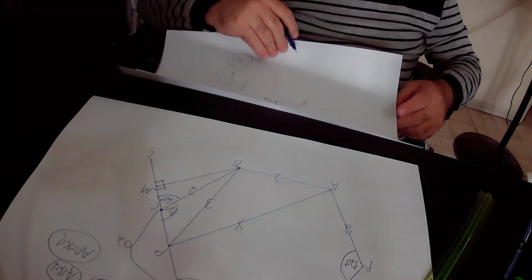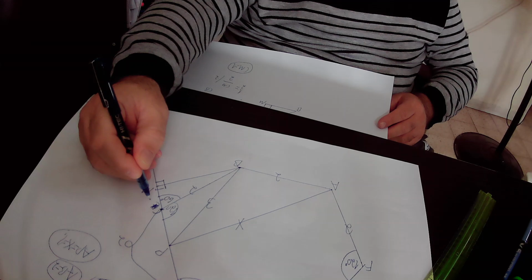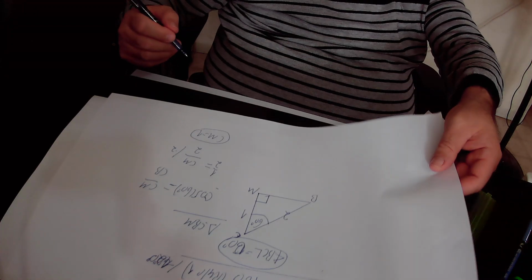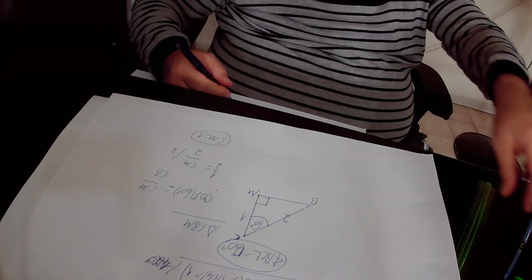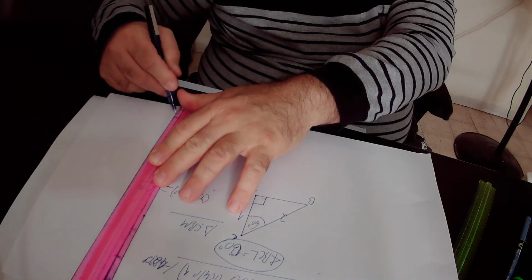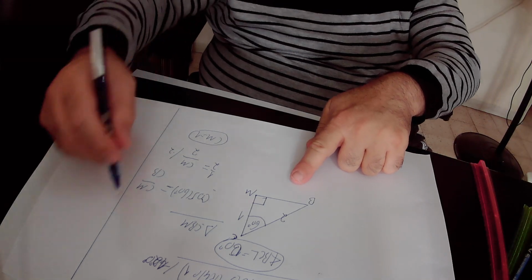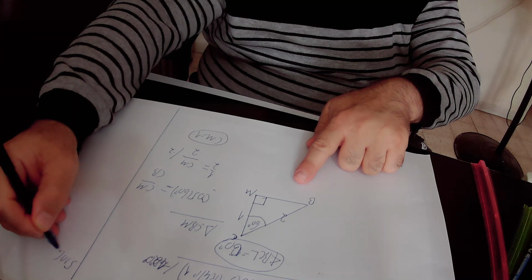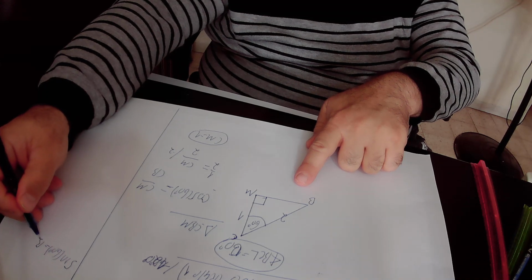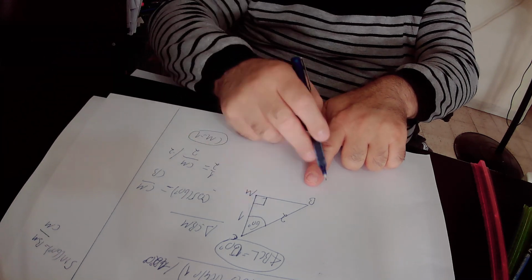And also in the original drawing, CM equals 1 unit. Likewise, we continue to focus on the right triangle, triangle CBM. In the right triangle, triangle CBM, sine 60 degrees equals BM over CM.